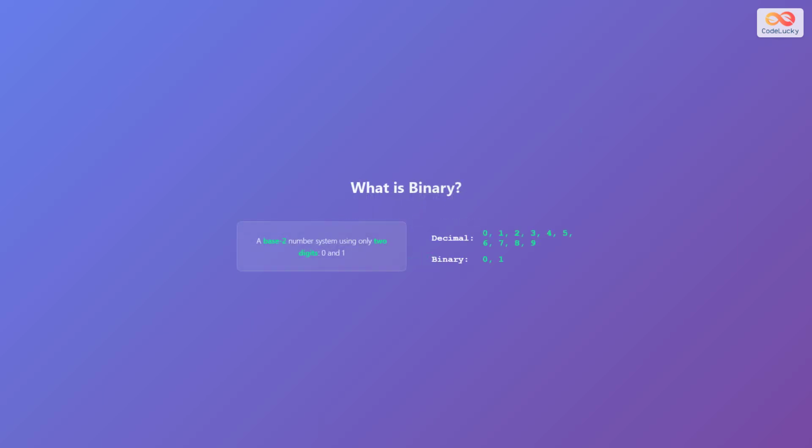So, what exactly is binary? Binary is a base 2 number system. Unlike the decimal system we use every day, which has a base of 10 and uses digits from 0 to 9, binary only uses 2 digits, 0 and 1. As shown, decimal uses digits 0, 1, 2, 3, 4, 5, 6, 7, 8, and 9. Binary uses 0 and 1. This makes it ideal for computers, where these digits can represent off and on states respectively.